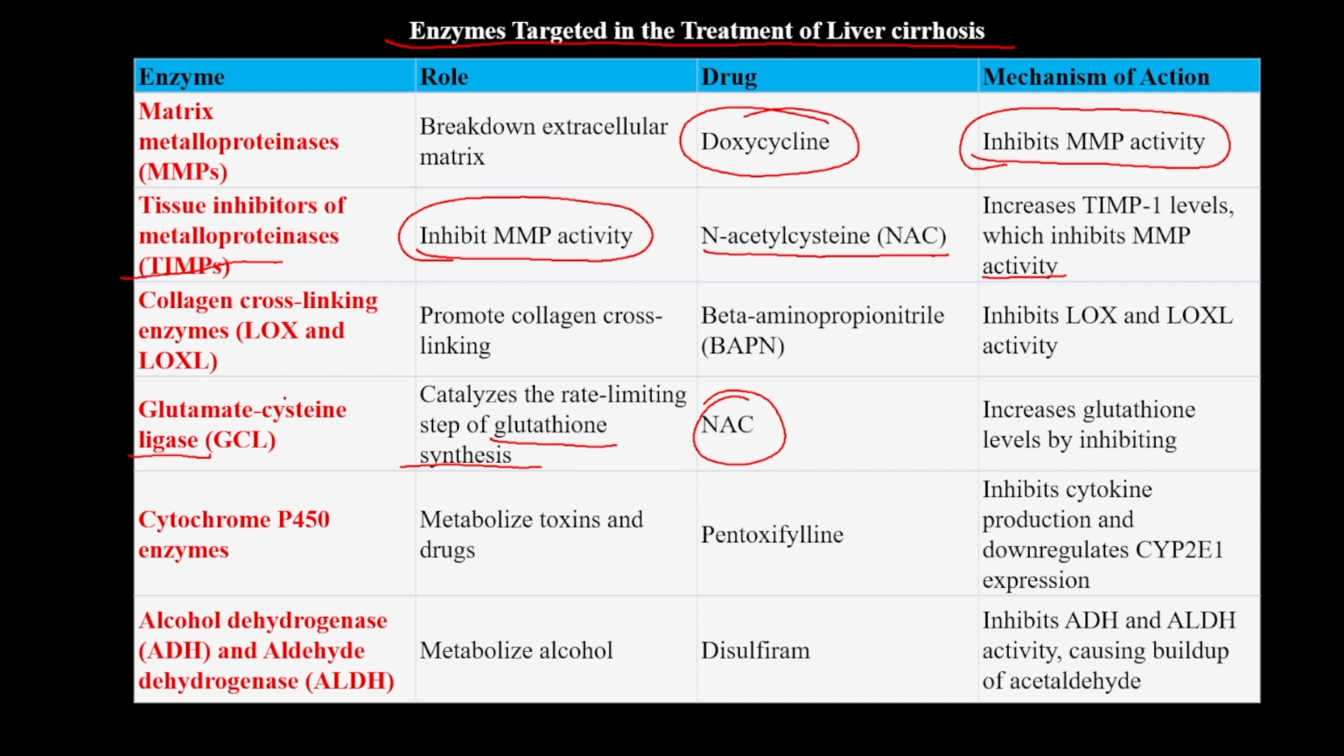Then we have the cytochrome P450 enzymes, which metabolize toxins and drugs, and you can use particular inhibitors that inhibit cytokine production and down-regulate CYP2E1 expression. Then we have alcohol dehydrogenase and aldehyde dehydrogenase, which metabolize alcohol. You can use a particular inhibitor that inhibits the ADH activity, causing a buildup of acetaldehyde.